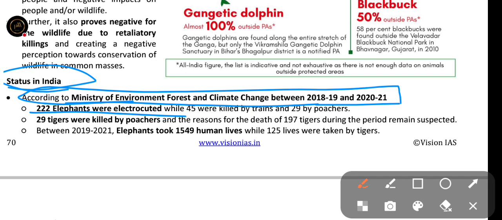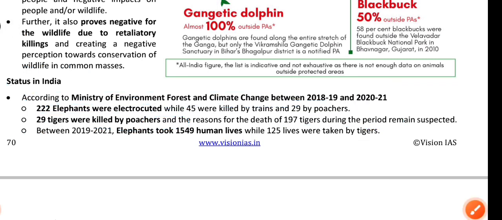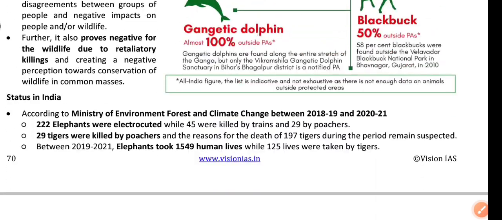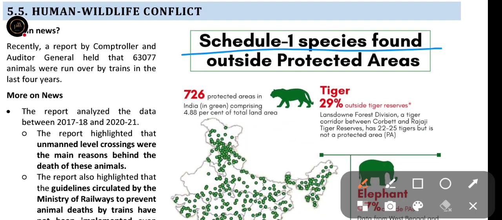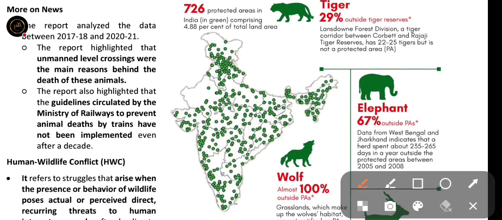And 29 tigers were killed by poachers, and the reasons for the death of 197 tigers during the period remain suspected. Between 2019-20 and 2020-21, elephants took 1549 human lives, while 125 lives were taken by tigers. So these are very broad concerns regarding human wildlife conflicts, okay. And you should know about these facts regarding Schedule I species found outside protected areas for some reasons, okay. And you should remember these facts.